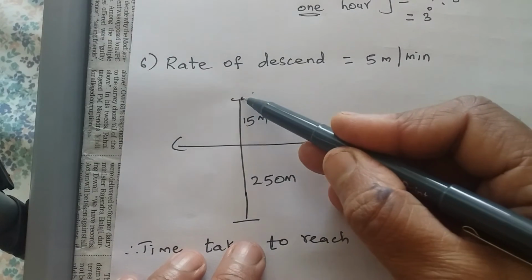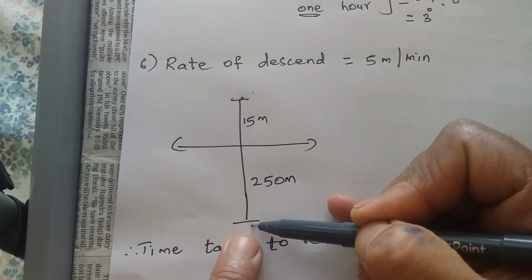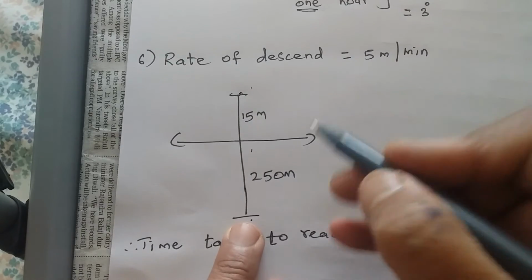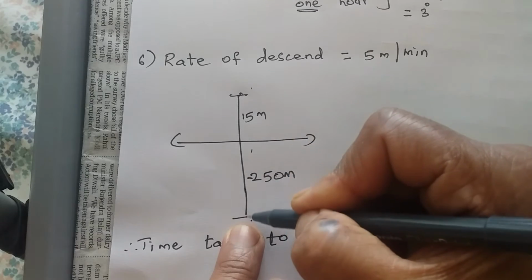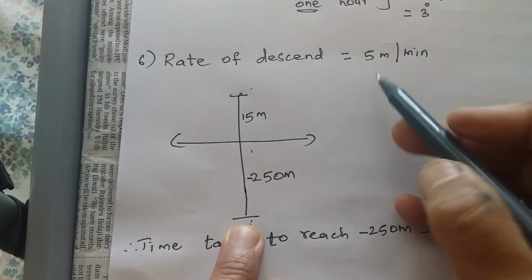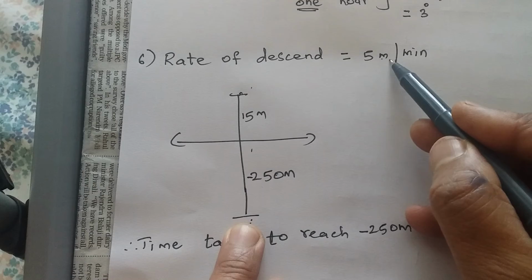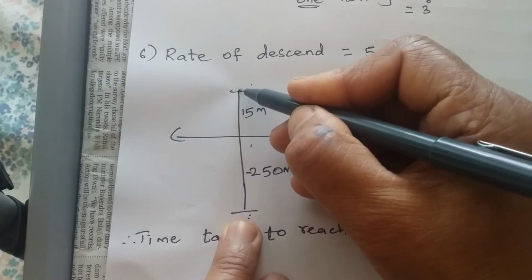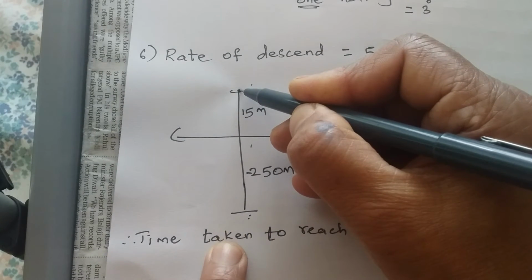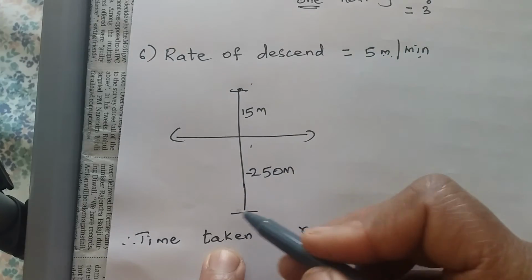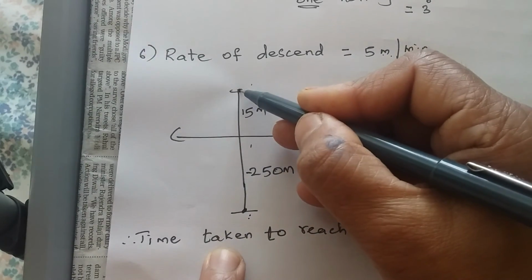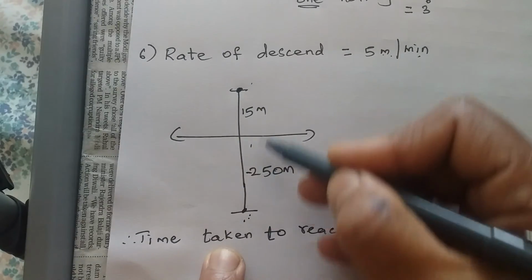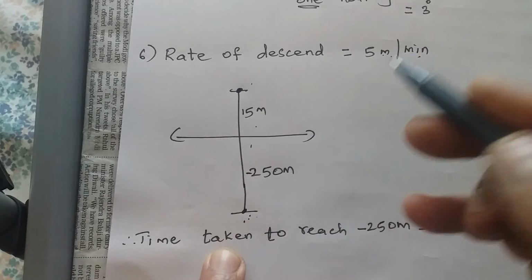Here is the lift. From here, the lift has to reach here, 250 meters below. The meaning of minus 250 is that it is 250 meters below the ground level. So if it is moving at the speed of 5 meters per minute, from this position 15 meters above the ground, what is the time it will take to reach 250 meters below the ground level? Now we have to find the total distance between this point and this point.